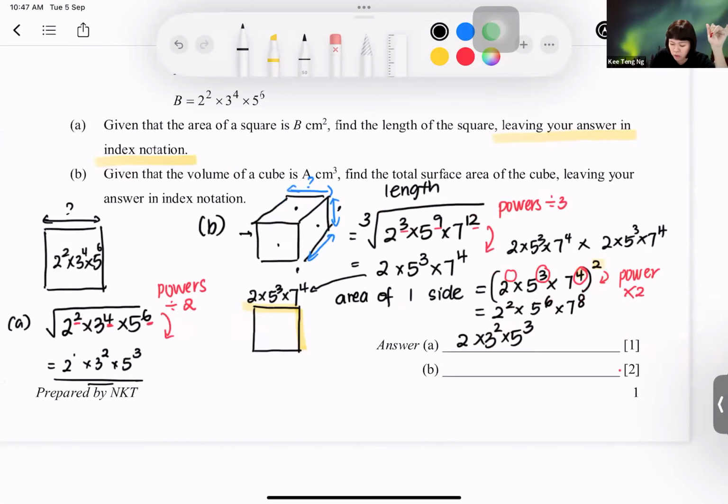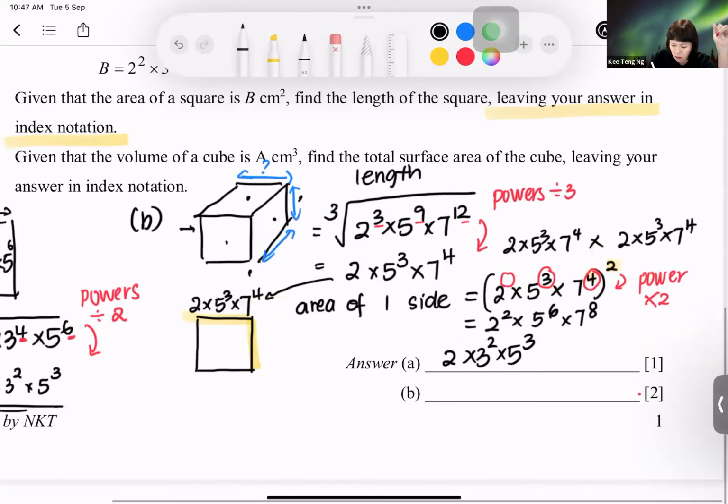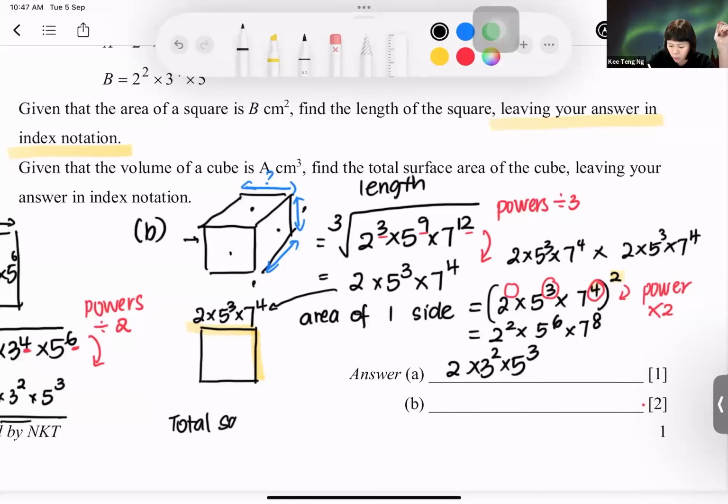So if I want to find the total surface area, I already know the area of one side, so times 6. I'm going to take 6 times this whole expression. I'm not going to find the number, because they say give your answer in index notation. So I copy the whole thing here: 2 squared times 5 to the power 6 times 7 to the power 8.